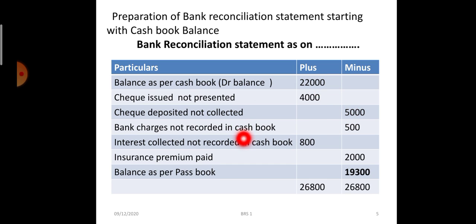Now, there are three transactions which are recorded in the passbook but not in the cash book. Like bank charges, in the passbook it was deducted, so to get passbook balance from the cash book balance also we will deduct that amount. Interest collected, it was added in the passbook, credited, so here also we will add that. Insurance premium paid, it was debited in the passbook, so here also we will deduct. We will find the balance is 19,300 rupees.